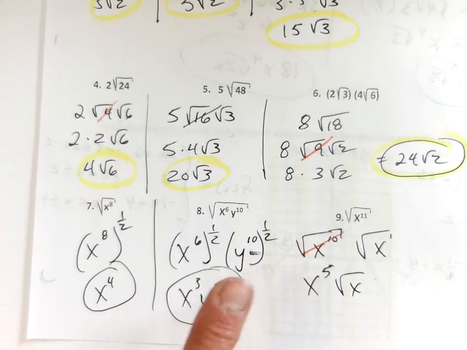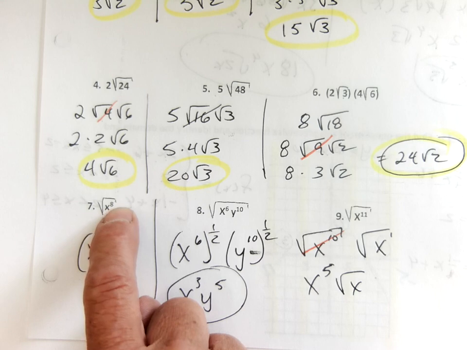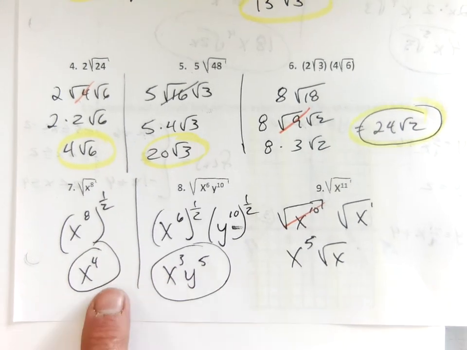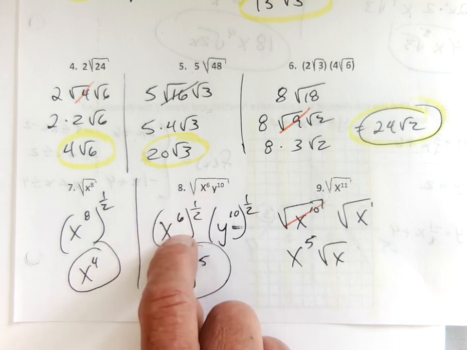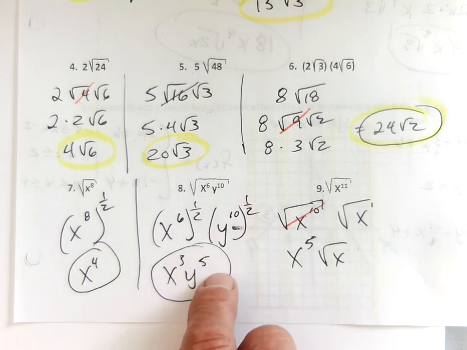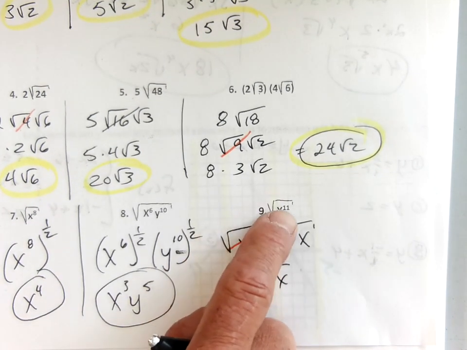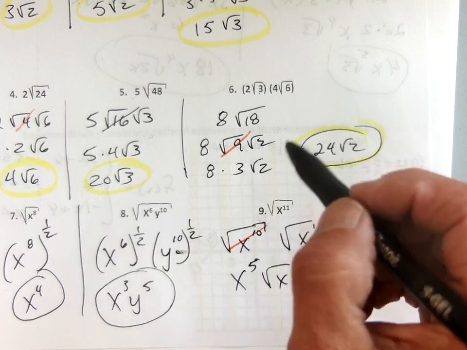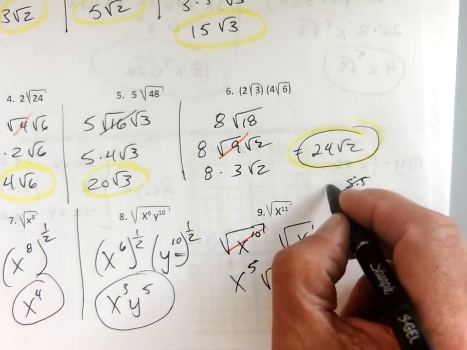Okay? With exponents, square root means 1/2 power. So if I take half of the 8, I get x to the 4th. Okay? 8 is just a bigger version. If I take half the 6, I get x to the 3rd. Half the 10, I get y to the 5th. Now, 9's different because you can't take half of 11 without getting a decimal. I really don't want x to the 5.5. That's not a good answer, okay?